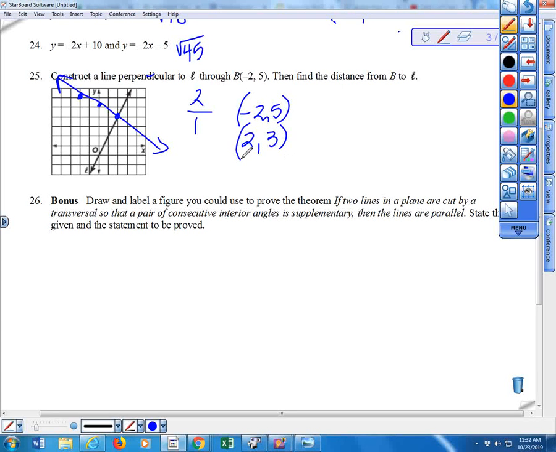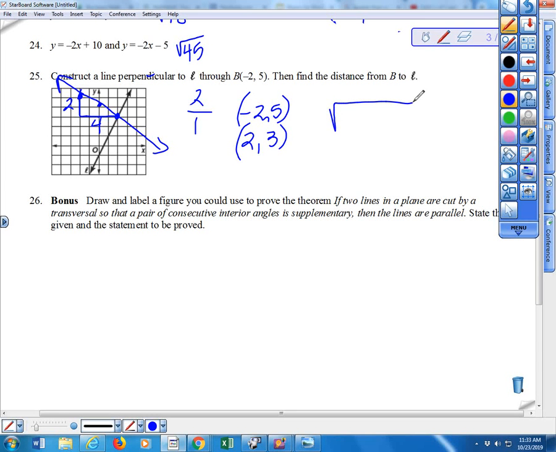So to find the distance between them, I just draw my right triangle. Okay? And so this is 2 units. How many units is that? 4. 4, okay. With the right triangle, then, what am I going to do to find the distance? Pythagorean theorem?